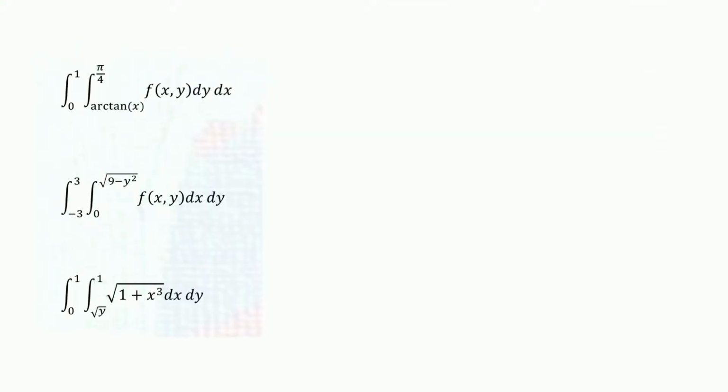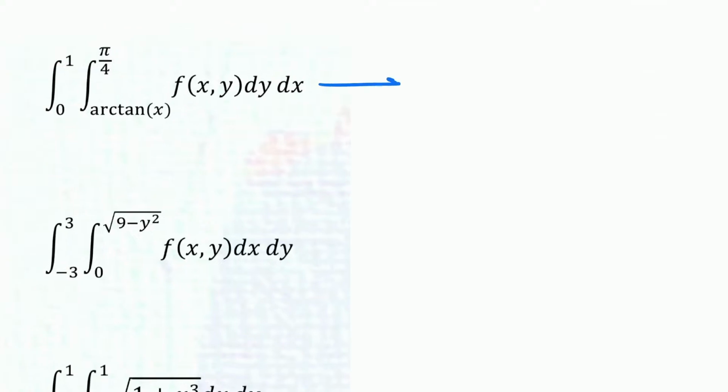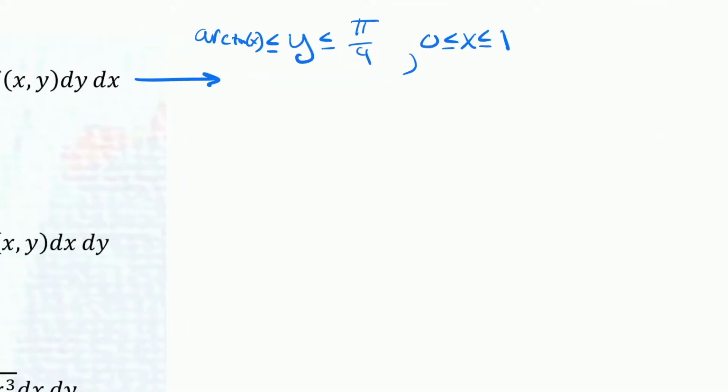But for these, what you're going to do is to change the order of integration. Let's first of all sketch the region. So see if you can sketch this region. Now, the way you're going to do this is you have to bear in mind that y is between arctan of x and pi over 4. And then x is between 0 and 1. So you want to sketch that region.